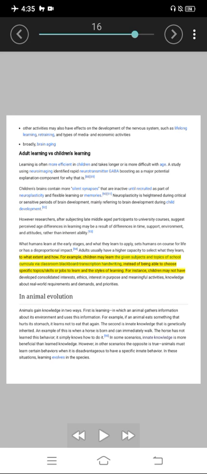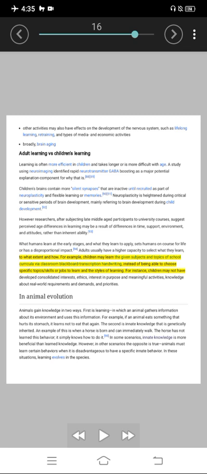For example, children may learn the given subjects and topics of school curricula via classroom blackboard transcription handwriting, instead of being able to choose specific topics, skills or jobs to learn in the styles of learning. For instance, children may not have developed consolidated interests, ethics, interest in purpose and meaningful activities, knowledge about real-world requirements and demands, and priorities. In animal evolution, animals gain knowledge in two ways.